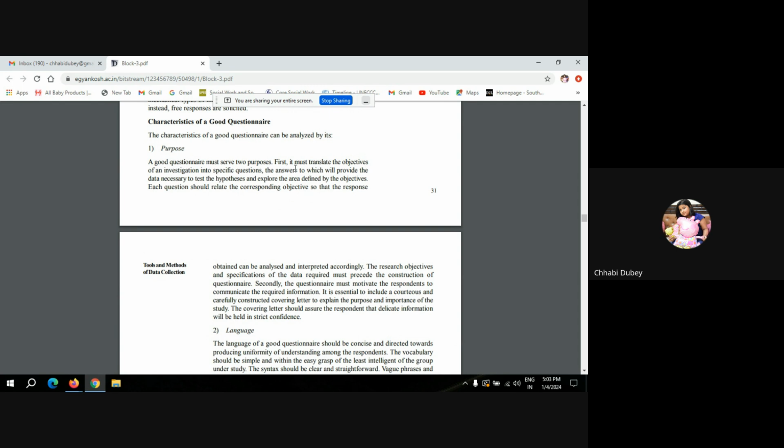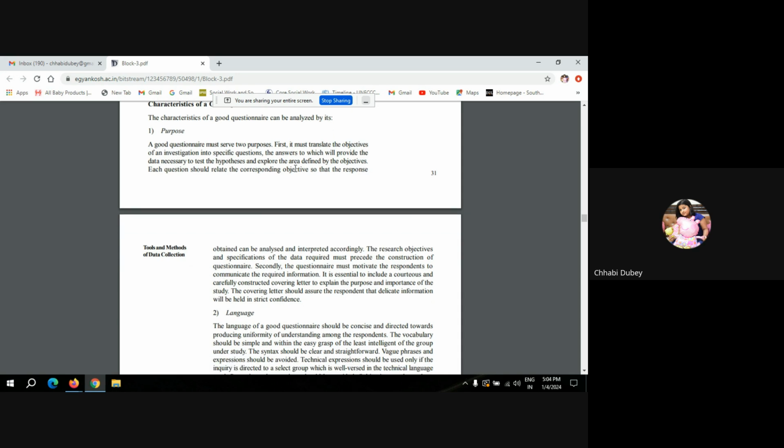What information does it need to get from the respondents? And also, it will be motivating for the respondents to communicate the required information. So, it will also help to motivate the respondents to give information. So the purpose is one important aspect. The second is the language. It should be concise and it should be easily understood by the respondents.